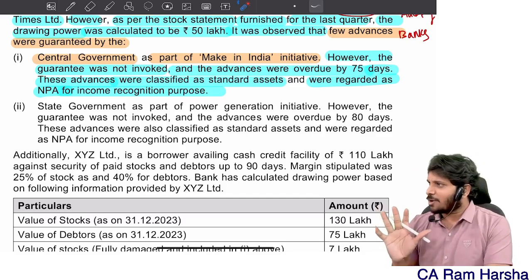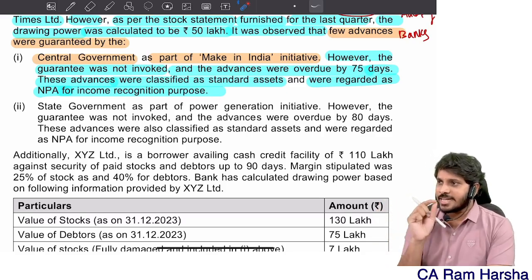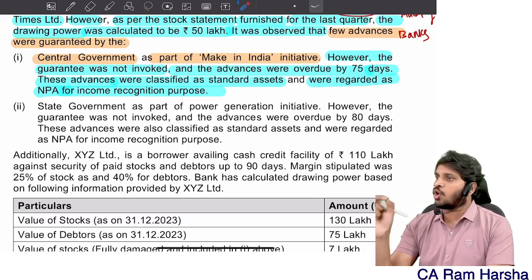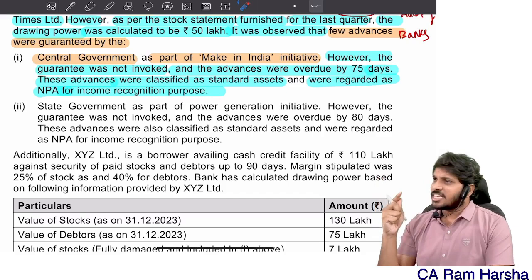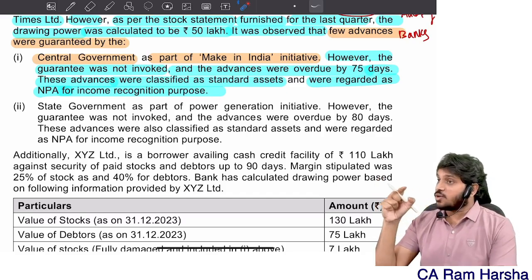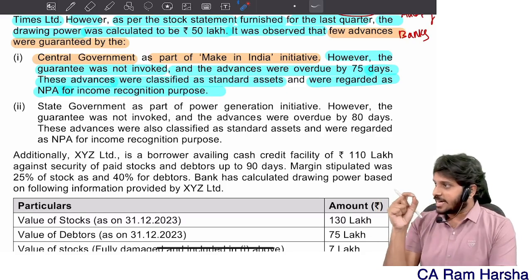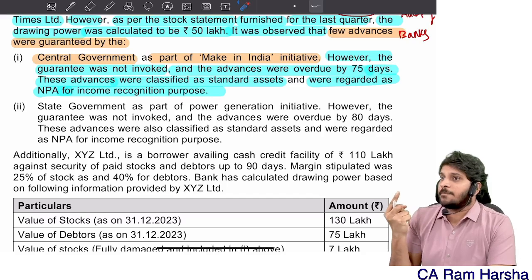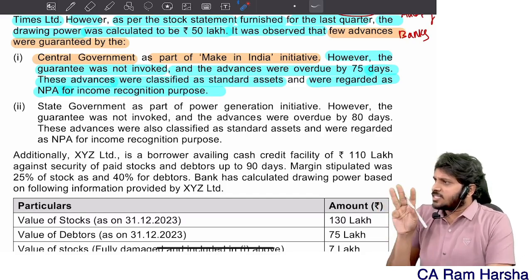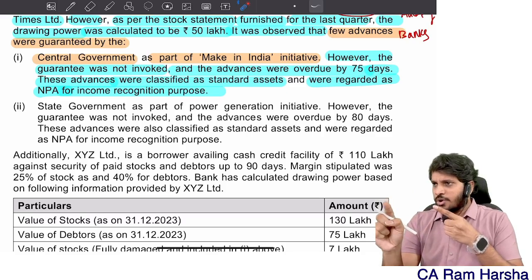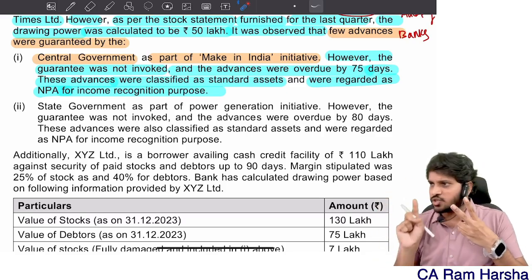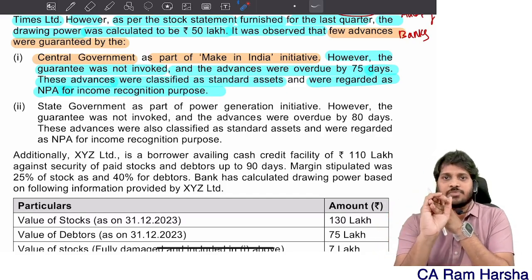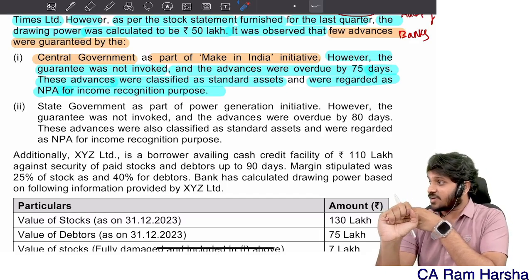So what is the normal NPA norm? In case of term loans and bills purchased and discounted, NPA classification is based upon the 90 days overdue logic. Whereas for cash credit and overdraft, an account will be treated as NPA if it is out of order. These are the three cases: term loans, 90 days overdue concept; bills purchased and discounted, 90 days concept; and for OD and cash credit, the out of order concept. There are three criteria for asset classification into NPA.